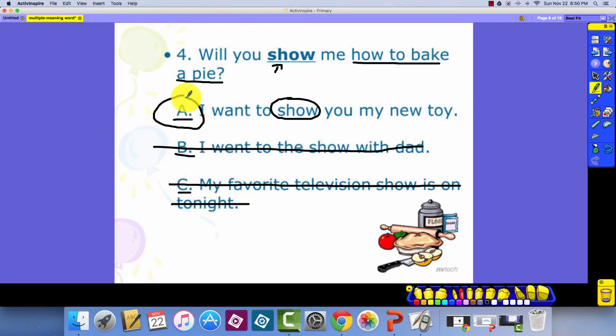So my best answer choice here is A, I want to show you my new toy. In this sense, show is being used as asking someone to display something. And in our sentence, will you show me how to bake a pie? Show is also being used. They want someone to display how to do something or to demonstrate how to do something. So in this case, option A is our best choice.